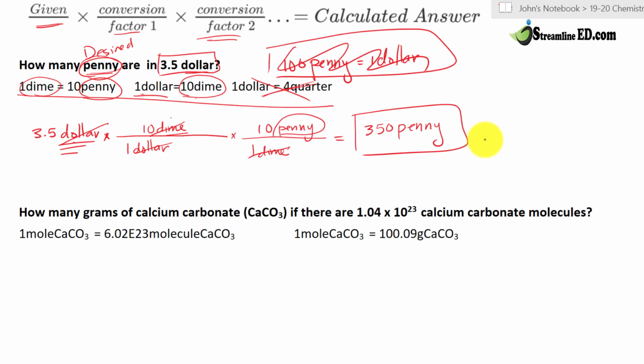Now let's apply this same concept in chemistry. In this case, how many grams of calcium carbonate are there if there are 1.04 times 10 to the 23rd calcium carbonate molecules?